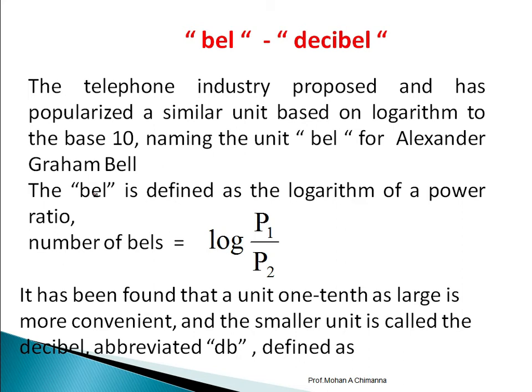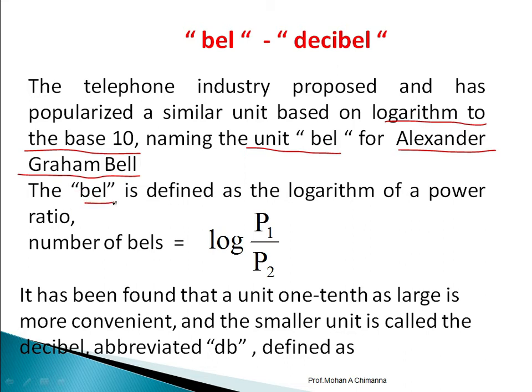The next unit is the Bell or decibel. The telephone industry proposed and largely popularized a similar unit based upon the logarithm to the base 10. The logarithm to the base 10 gives the unit named Bell, and it was developed by Alexander Graham Bell, the scientist, and that is why it is called the Bell.